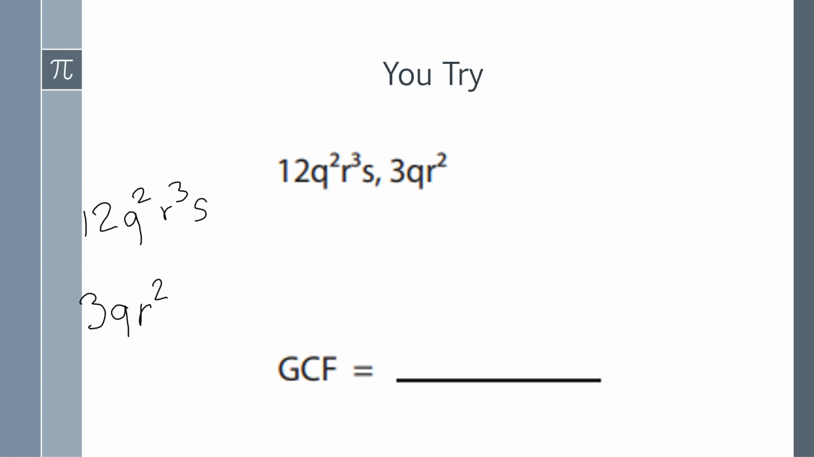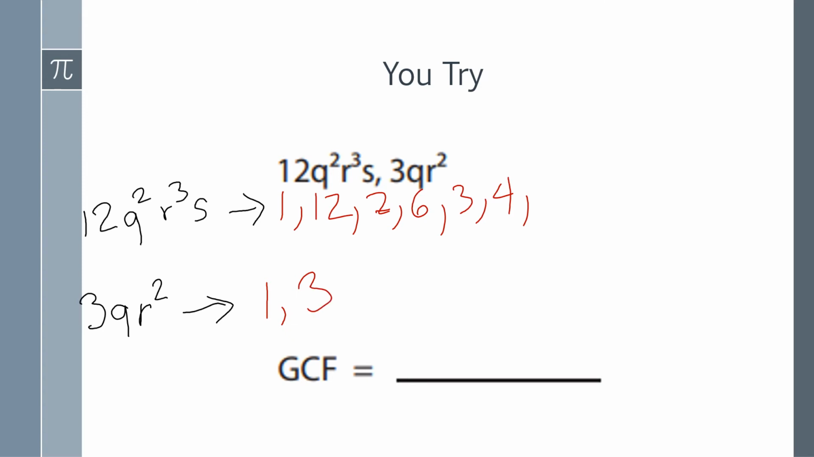All right. So just like we did before, let's break down our coefficients first. 12 has the factors of 1 and 12, 2 and 6, because 2 times 6, 3 and 4. All right. And then 3 has only 1 and 3. Now, let's go ahead and break these up.